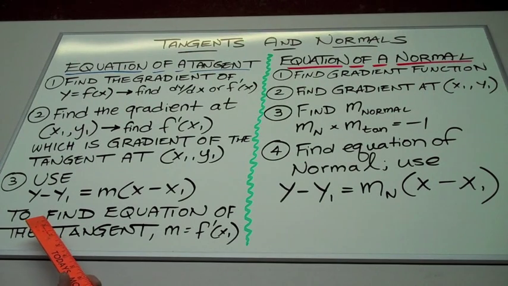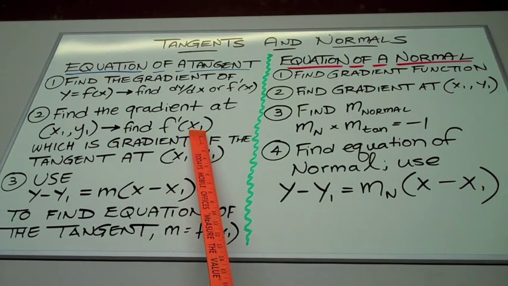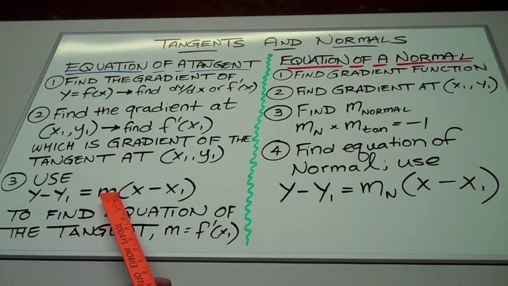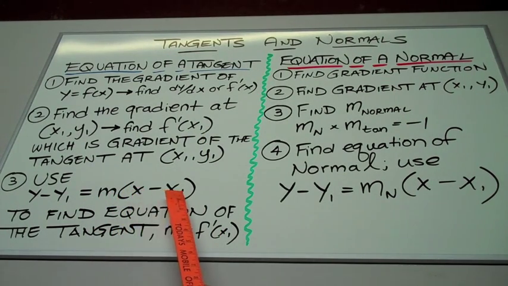Finally, use this. This is point slope form. y, the general y, minus y1 equals m. This is directly from here. That's f'(x1) is your m, times the quantity x minus x1. And again, to find the equation of the tangent, use m is equal to f'(x1).